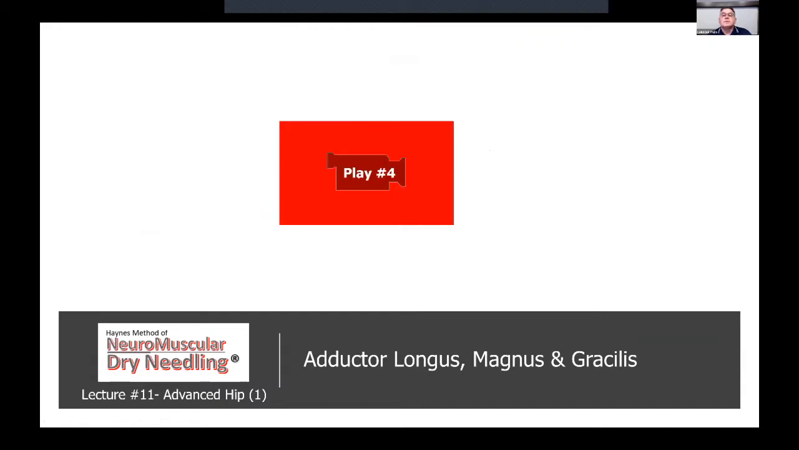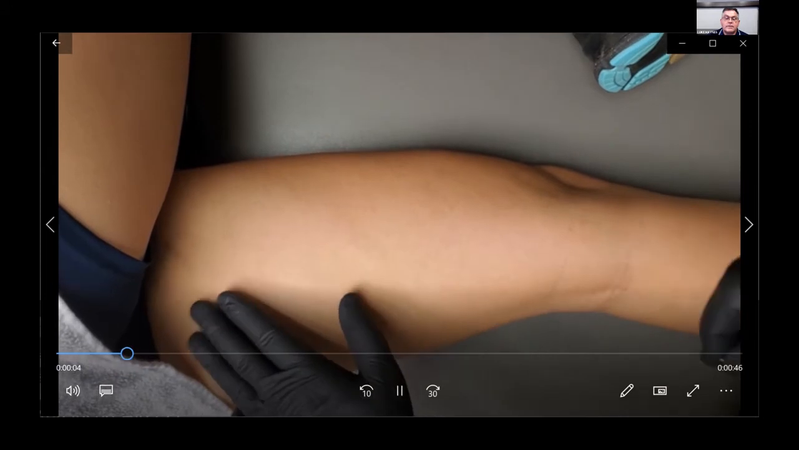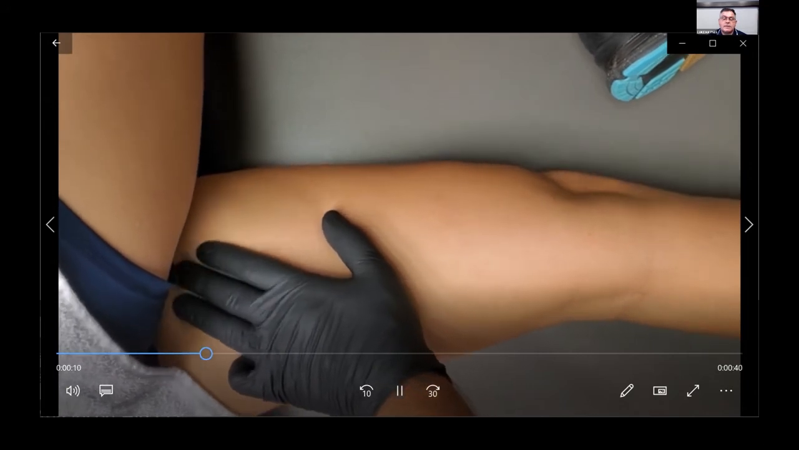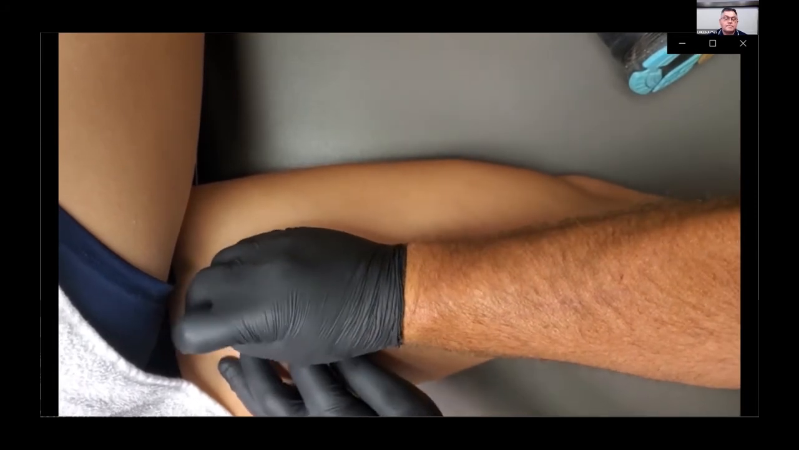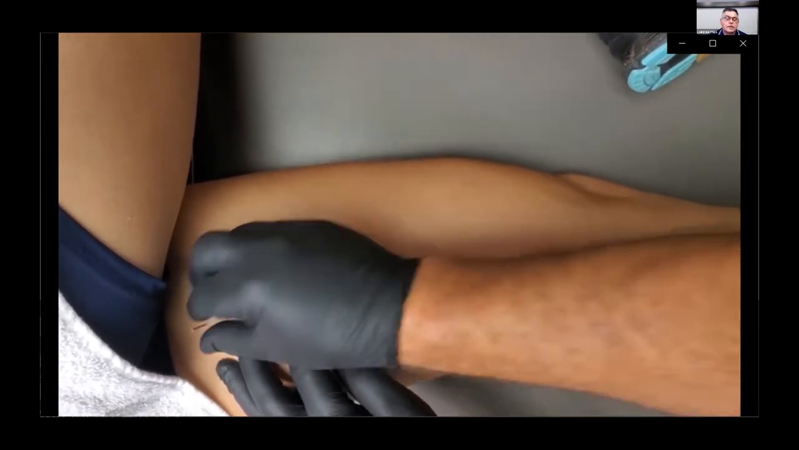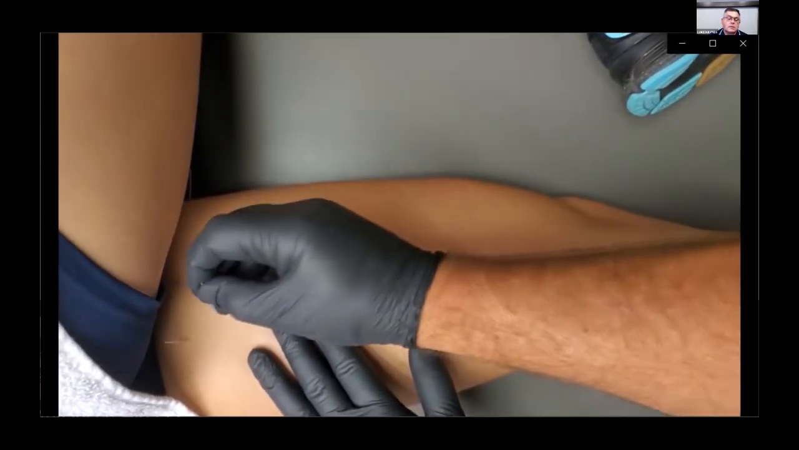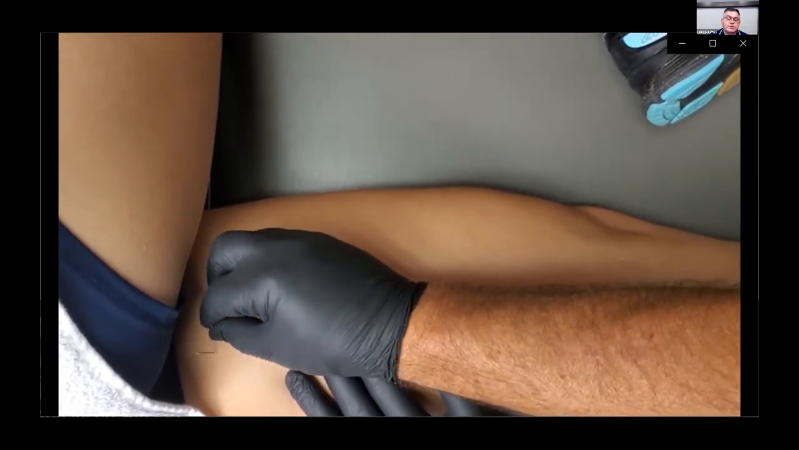All right, so we're going to come down. You see we've got the treatment leg mat side. We're going to come down about 4 finger breadths, and have them attempt to adduct into those fingers. So the first needle will go again straight to the mat. We're going to go 2 finger breadths anterior to that. And then we'll come back and go 2 finger breadths posterior to that.